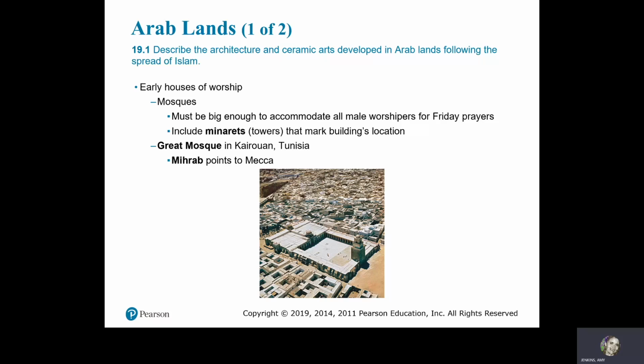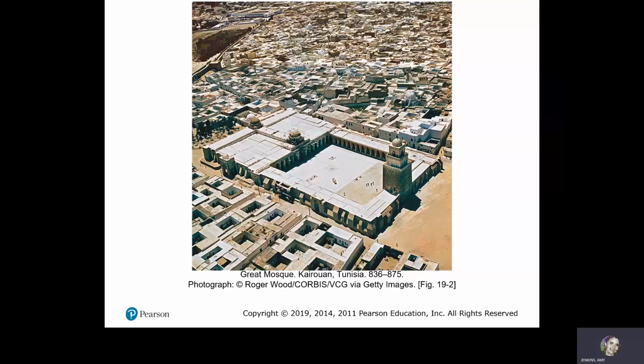Arab lands. Early houses of worship were mosques. They must be big enough to accommodate all male worshipers for Friday prayers. They include minarets, which are towers that mark the building's location. The Great Mosque in Kairouan, Tunisia: the mihrab points to Mecca in all mosques. Here's the Great Mosque in Tunisia, 836 to 875.